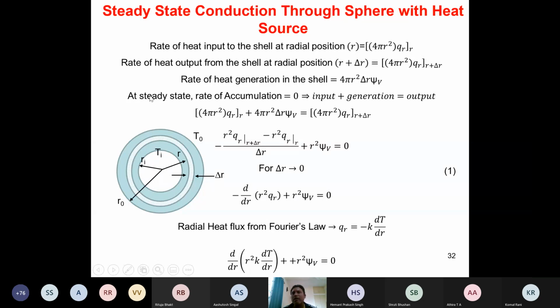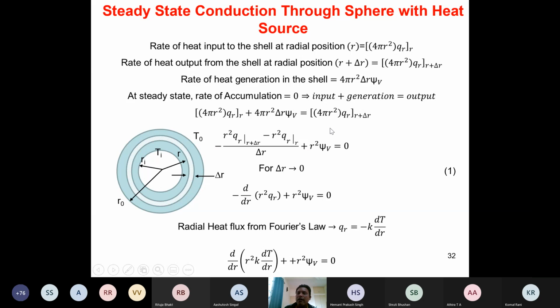And at steady state, we are assuming no accumulation here. So input plus generation equals output. So we can put all these terms in this equation. What we get by rearranging this equation is minus R² QR at R plus delta R minus R² QR at R, divided by delta R, plus R² psi V equals 0.